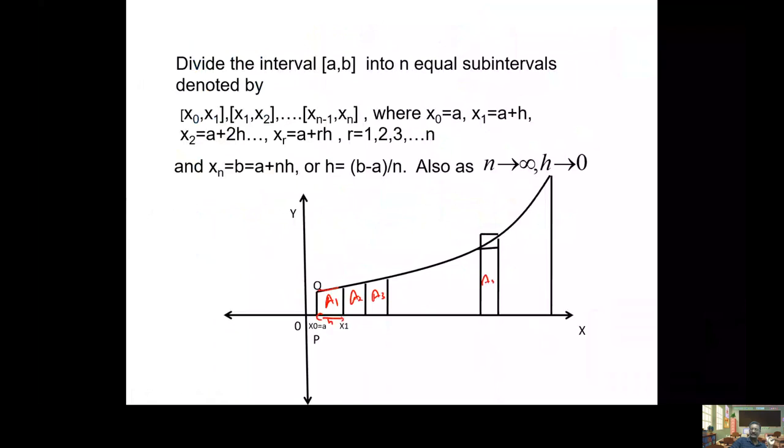So for the rectangle, what is this side? It is h. What is this side? If this is a, this is f of a. So the area is h into f of a. If this is also h, then here it is a plus h, so this is f of a plus h. So A1 is h into f of a, A2 is h into f of a plus h, A3 is similarly h into f of a plus 2h, and like that, here suppose n minus 1 is there, h into f of a plus (n minus 1) times h.